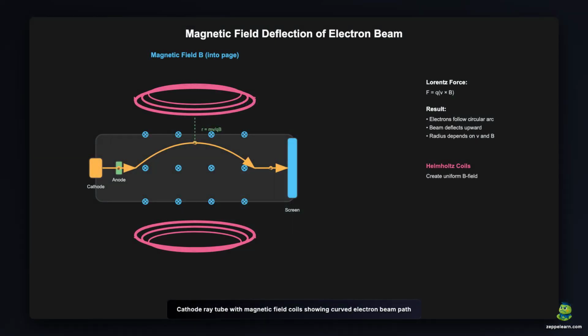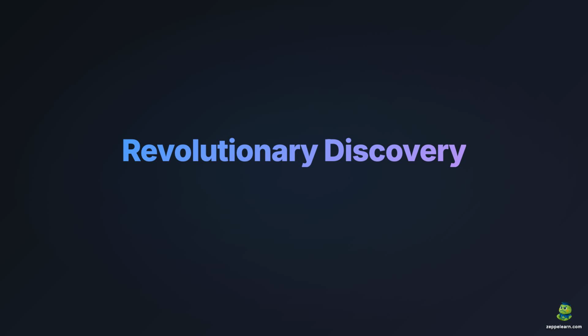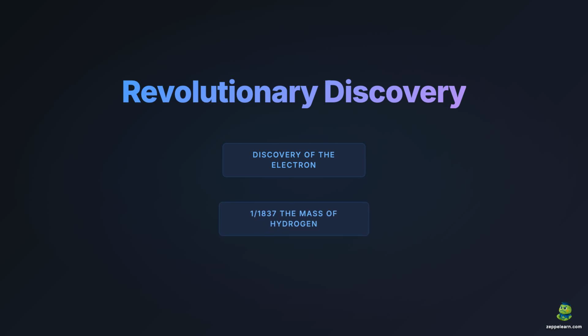Here we see the electron beam following a curved path when magnetic field coils are energized, demonstrating the magnetic force acting on the moving charged particles. Thomson's cathode ray experiment fundamentally changed our understanding of matter and atomic structure. Thomson proved that cathode rays are streams of identical, negatively charged particles, which he called electrons. These particles were nearly 2,000 times lighter than the lightest known atom, hydrogen.